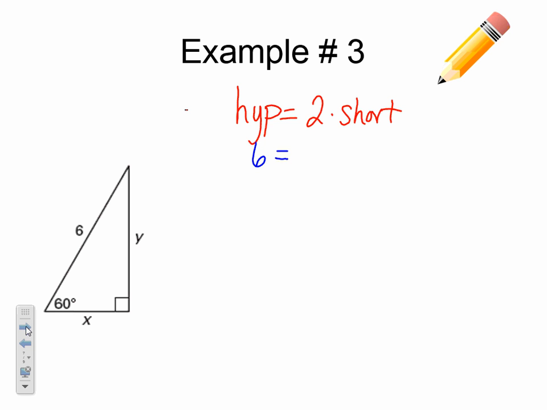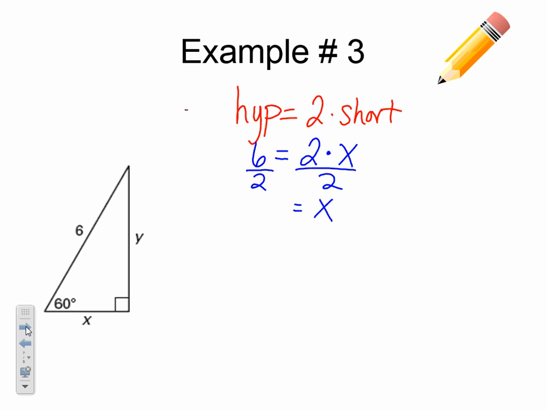So 6 equals 2 times, what's the short leg labeled in this picture? X, looks like. So 6 equals 2 times x. That doesn't say x equals 6 or x equals 2. We need to get the x alone, so we're going to divide by 2.